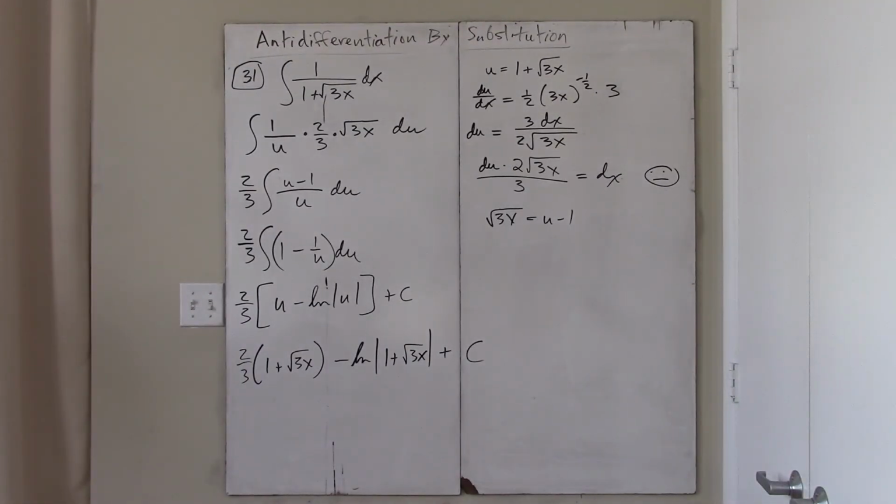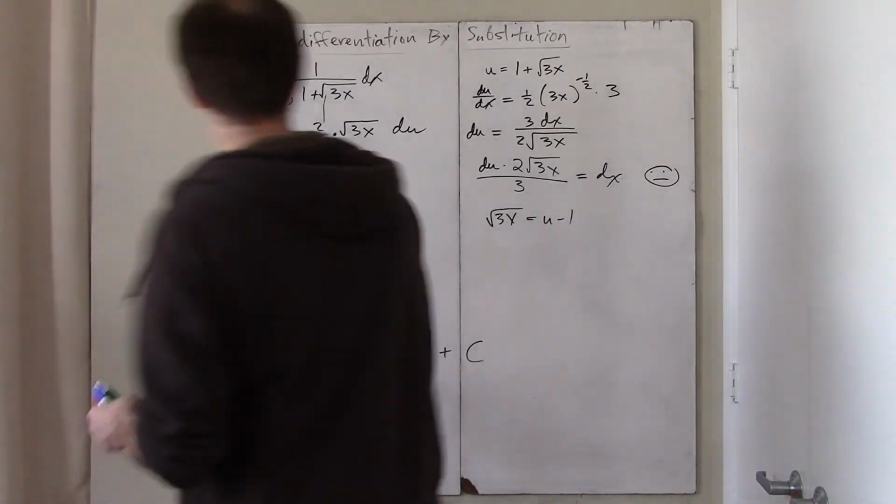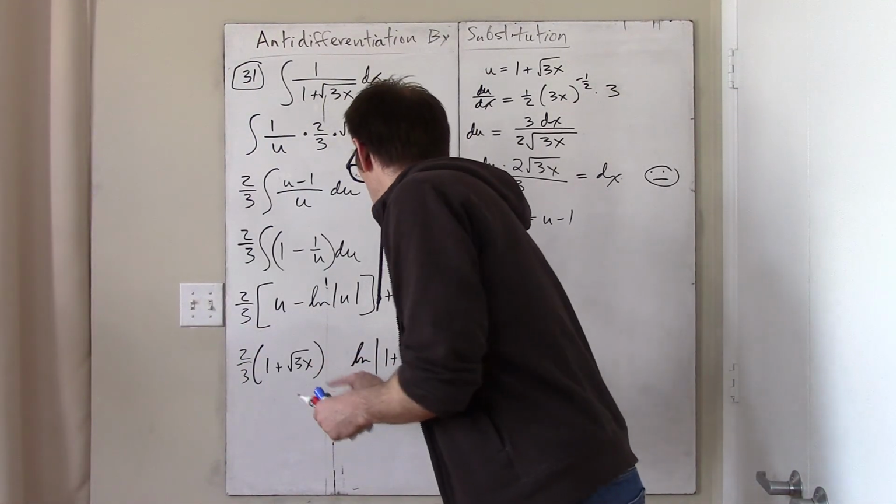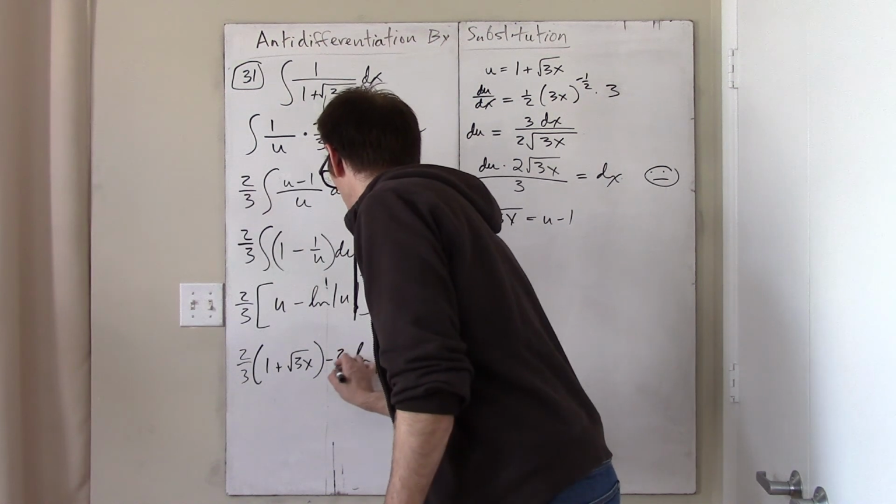I have one more small thing to say. This is totally correct. I'm just checking my work. Oh no! Oops! I did make a mistake here in distributing the 2/3. But other than that, it was totally correct.